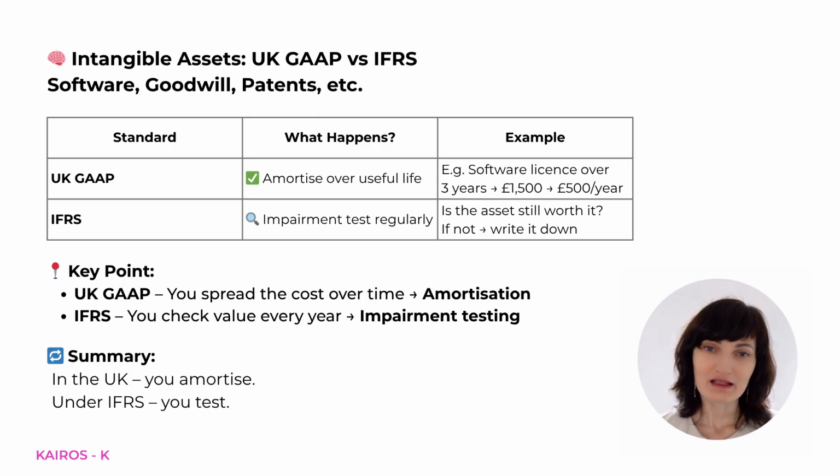Now let's talk about intangible assets, things like software, goodwill, copyrights, patents. Under UK GAAP, you simply amortize them over their useful life. Straightforward. IFRS takes a different approach. Instead of amortizing, you often have to test for impairment. So here's another big difference. In the UK, you amortize. Under IFRS, you test.